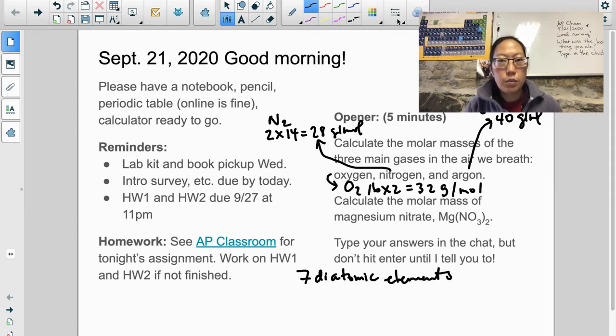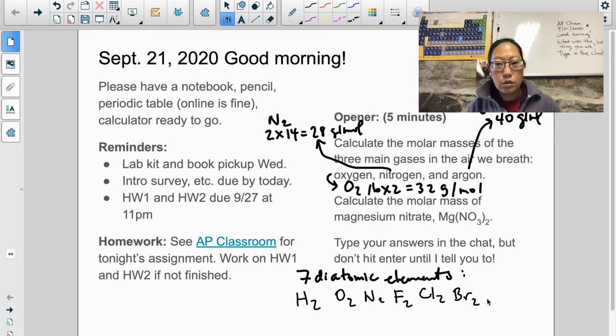I'm going to switch my pen to a little thinner, and my handwriting's not the best, so please bear with me. The 7 diatomic elements are H2, O2, N2, F2, Cl2, Br2, and I2. So this means as elements, just as elements, they exist as 2 atoms bonded together.